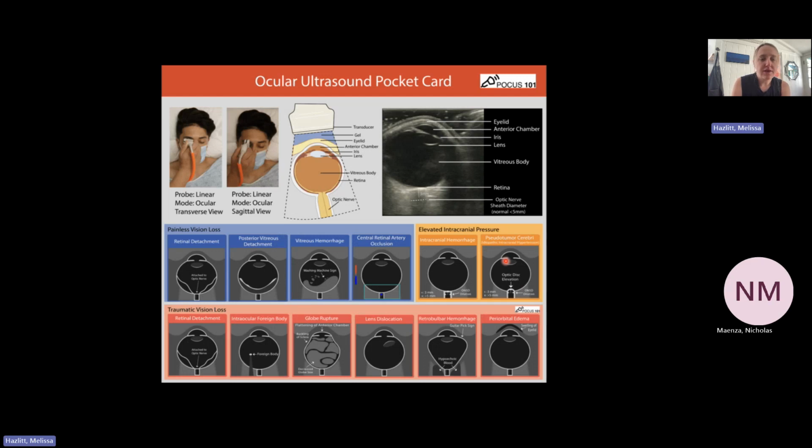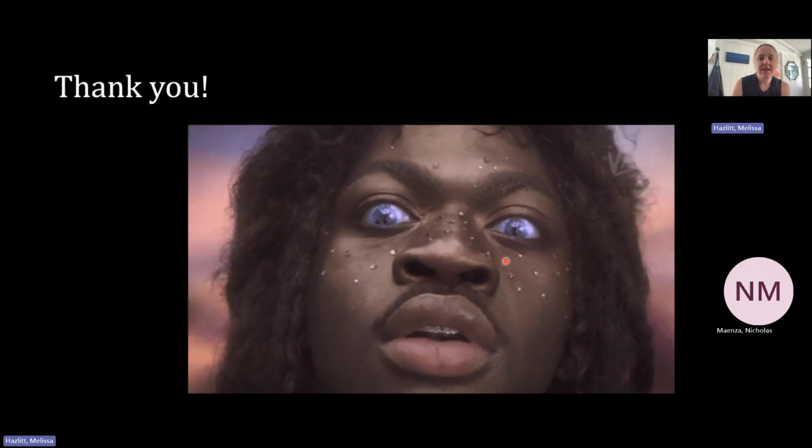So really, it's those three major umbrellas: painless vision loss, when you're concerned about elevated intracranial pressure, and after there's been a trauma, that you would want to use your ocular ultrasound. And that's about it.